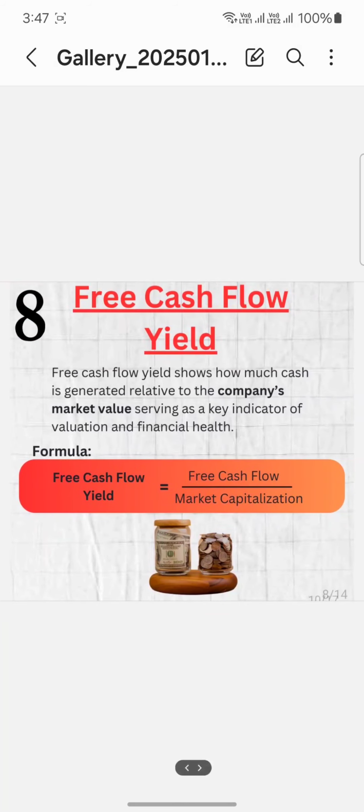The eighth financial ratio is the free cash flow yield ratio. Free cash flow yield shows how much cash is generated relative to the company's market value, serving as a key indicator for valuation and financial health. The formula for calculating free cash flow yield is free cash flow divided by market capitalization.